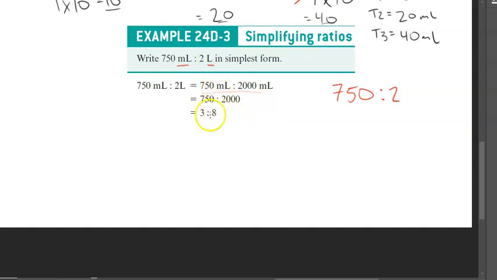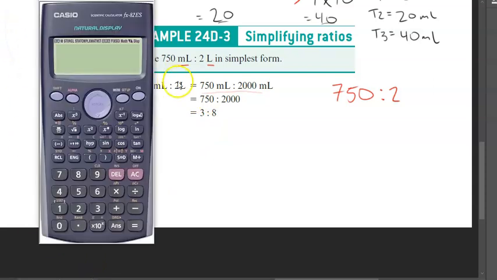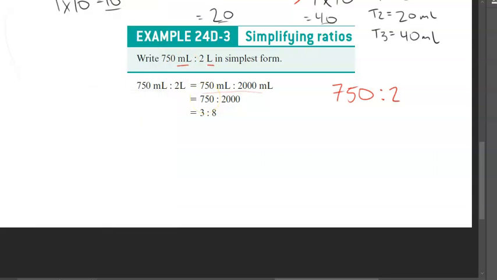Now how would you do this is you can just simply use your calculator. What you would do is you would just put this in the form of a fraction. So 750 on the top and 2000 on the bottom. And this will spit out the simplified fraction version of 3 to 8. Or 3 over 8. You would just write this as 3 to 8. This would be the simplified version down. Okay, so just make sure you don't write it as a fraction. You got to write it as a ratio. But this is in its simplest form.